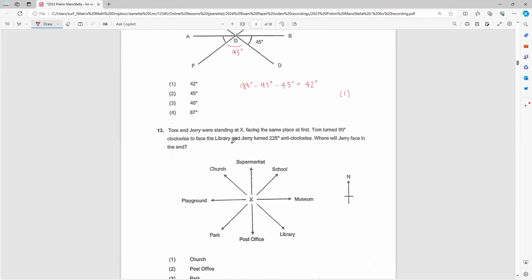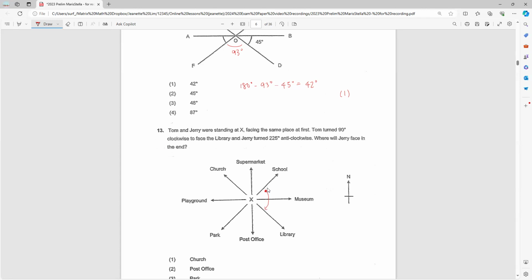Question 13. Tom and Jerry were standing at X, facing the same place at first. Tom turned 90 degrees clockwise to face the library, and Jerry turned 225 degrees anti-clockwise. Where will Jerry face in the end? Let's find out where they are facing at first. For Tom, if he turned 90 degrees clockwise, he will be facing the library. So to find where he's facing at first, we go anti-clockwise. Anti-clockwise 90 degrees will be the school. So if we go 90 degrees from the school, you'll be facing the library for Tom.